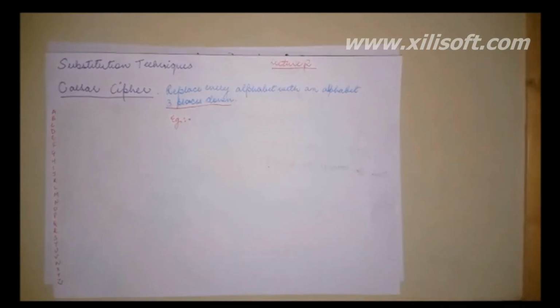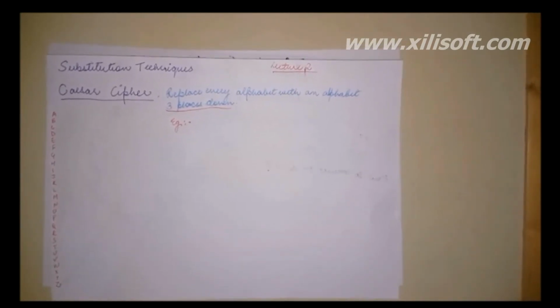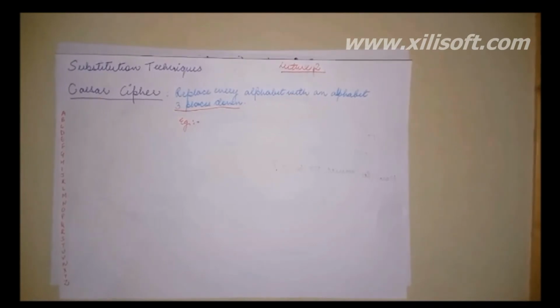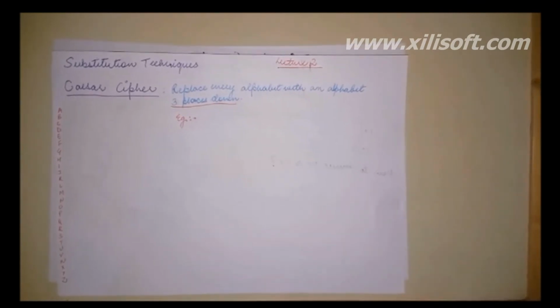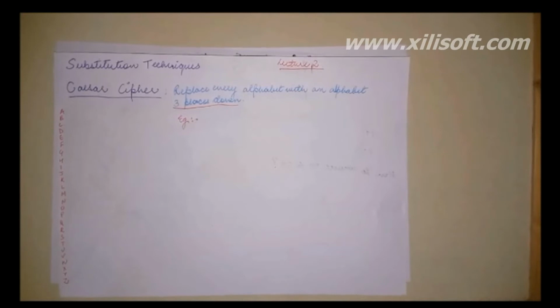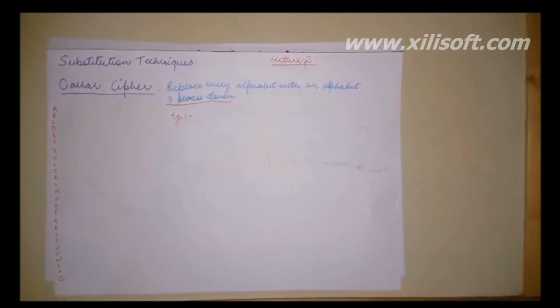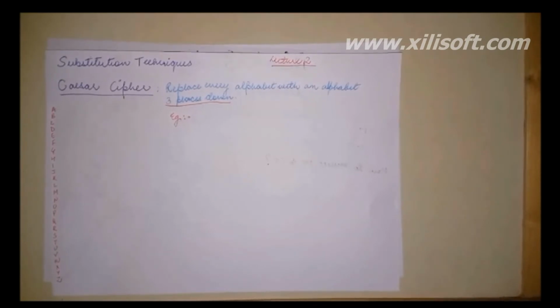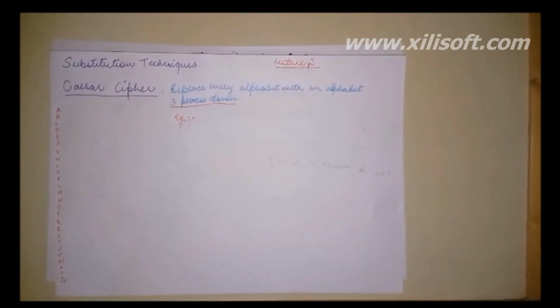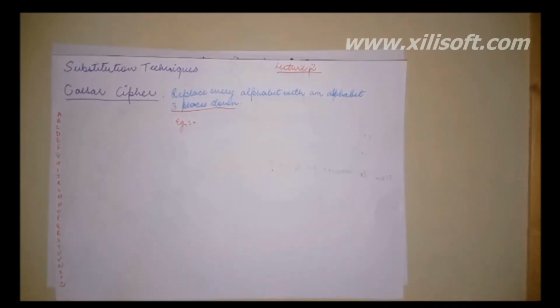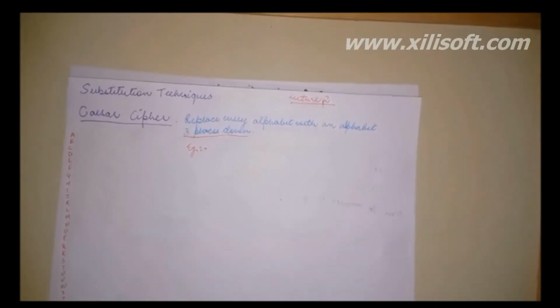In our previous lecture we covered how cryptography actually works and the basics of cryptography, and in this lecture we will be studying substitution techniques, that is the Caesar cipher. In Caesar cipher we replace an alphabet in the plain text with an alphabet that is 3 places down in the cipher text. So let's see an example and things will be more clear.